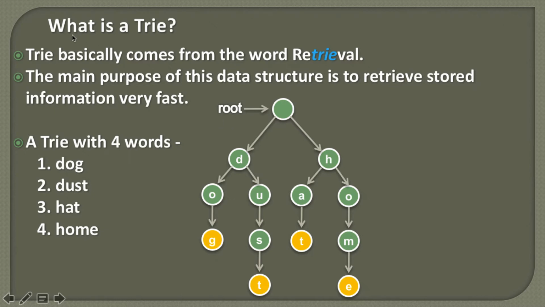So friends, what is a trie? Here you can see the word trie actually came from the word retrieval. The main purpose of this data structure was to retrieve stored information very fast. Basically, in real life applications we store a collection of strings inside the trie, and whenever we want to get a string, we can retrieve it very fast.